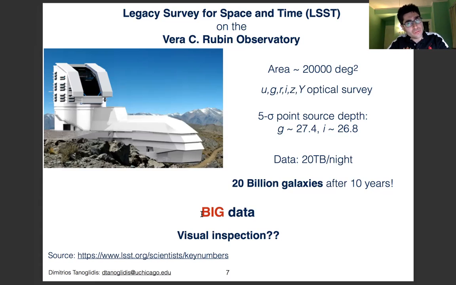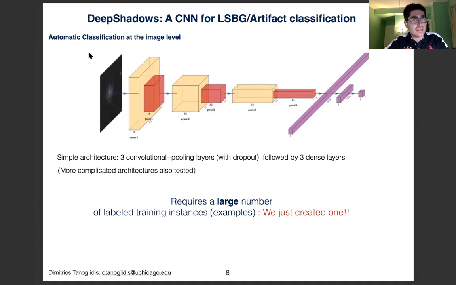expected to start very soon will measure an area on the sky of almost 20,000 square degrees. And we are going to get 20 terabytes of data per night and have a catalog of 20 billion galaxies after 10 years of observations. So we are talking about really big data. And in this case, any thought about visual inspection will be just impossible. So we have to start using deep learning techniques if we want to analyze such data.